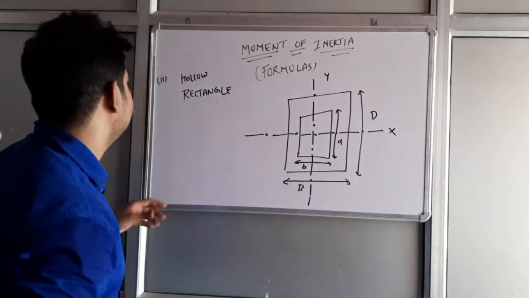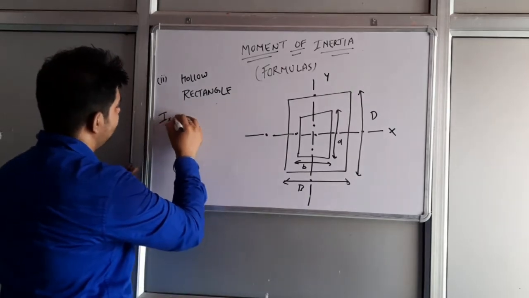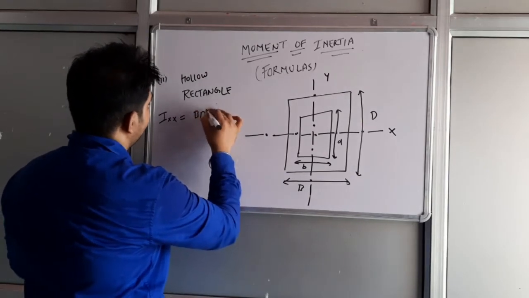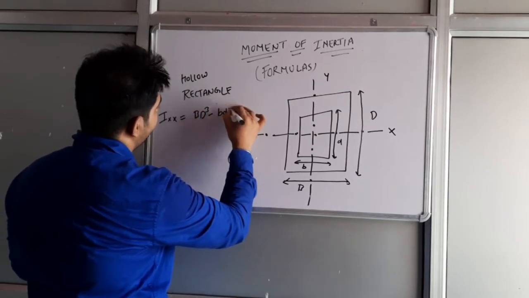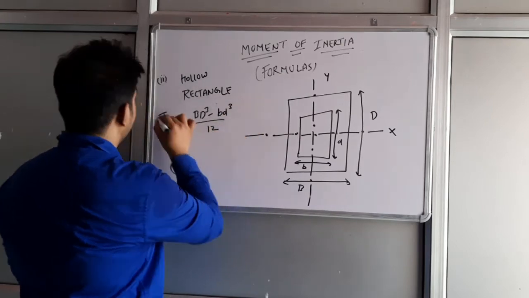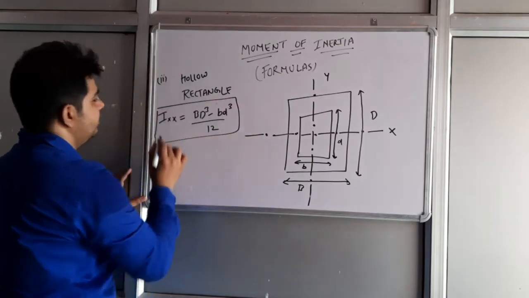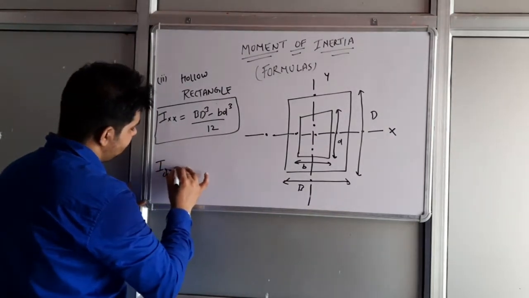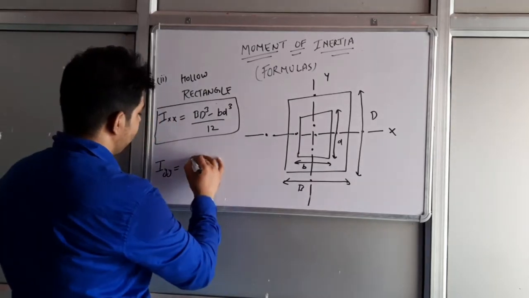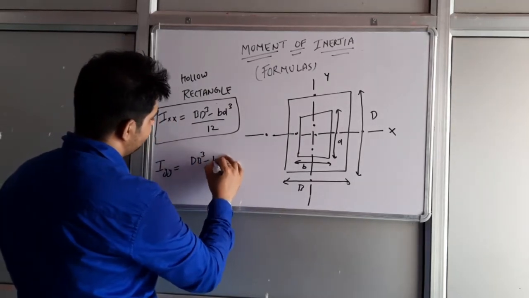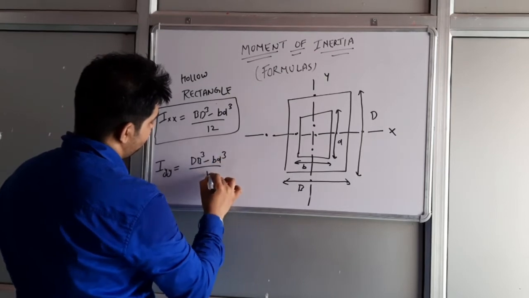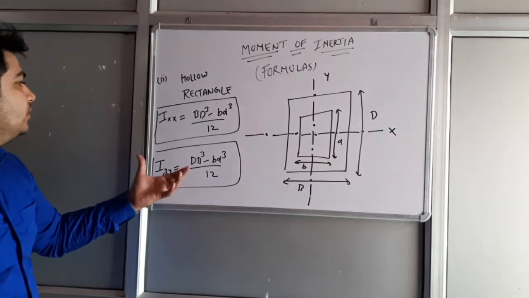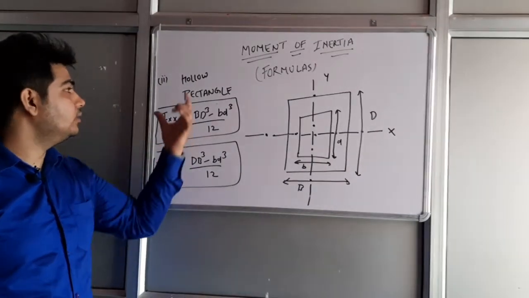Now moment of inertia for x-axis will be B D cube minus small b d cube upon 12. This is for x-axis. Now for y-axis, it will be D B cube minus small d b cube upon 12. So this is the moment of inertia for x-axis and y-axis for hollow rectangle.